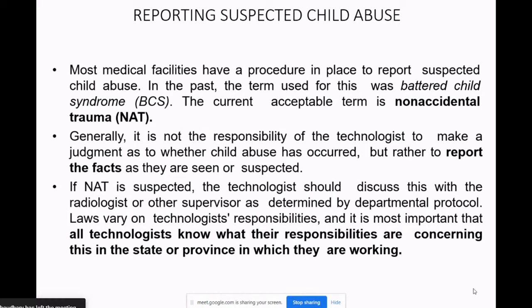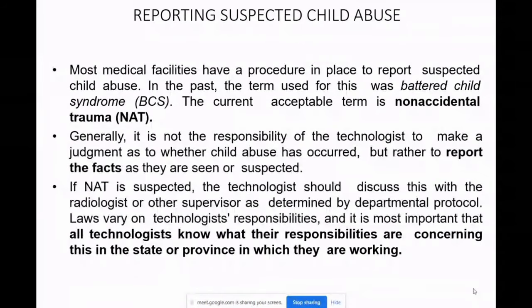So how can we judge these kinds of patients? If there are multiple fractures without any trauma, or multiple repaired and healed fractures along with some new fractures, that is definitely a sign of child abuse. We must be aware of these signs so that we can report them to our senior. The final judgment will be made by the senior radiologist or senior technologist. This is our job, to inform them.